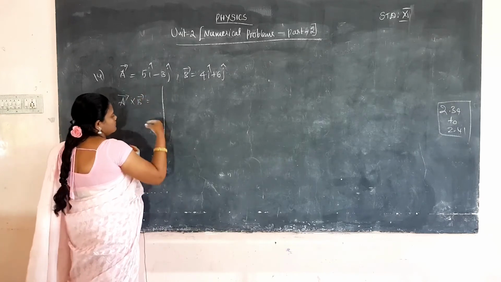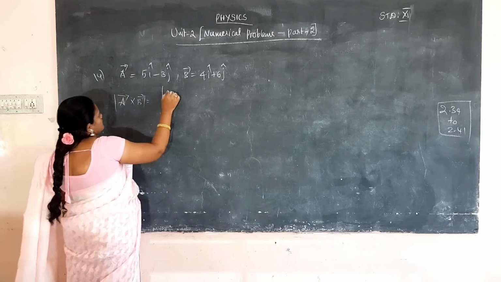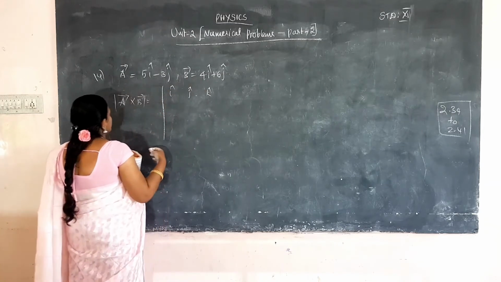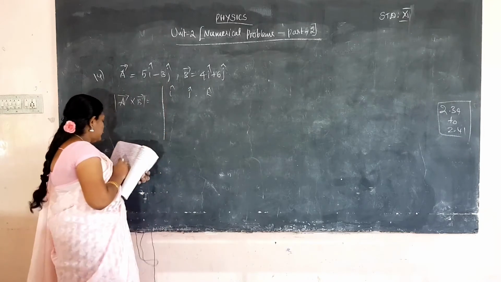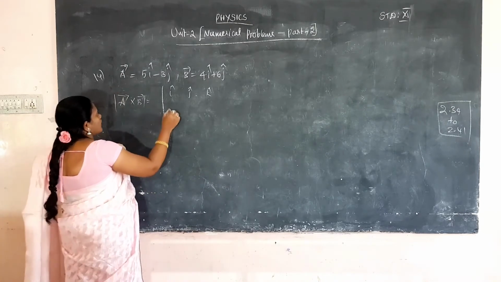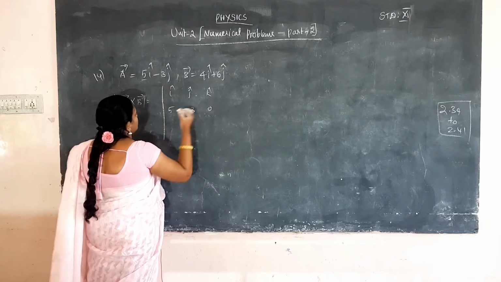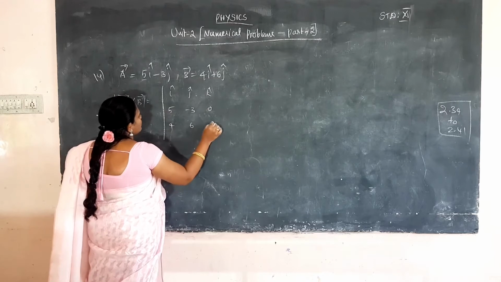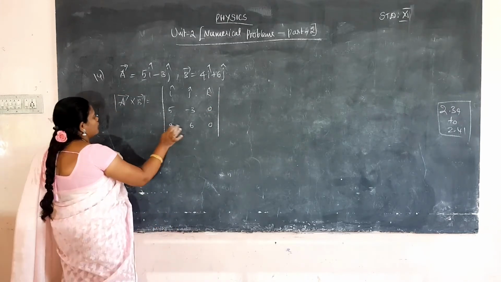So calculate the magnitude, the modulus of A vector cross B vector. In the first line write i, j, k. In the second line i is there, j is there, no k. And in the third line also i is there, j is there, no k. So it will be i 5, j minus 3, no k so 0. Then i 4, j 6, and no k so 0. So we calculate the magnitude of the vectors.